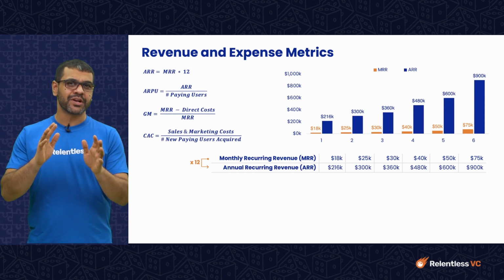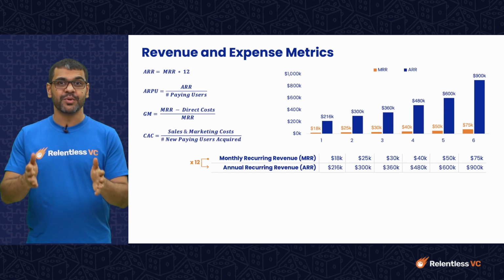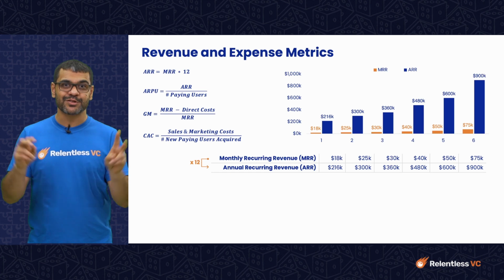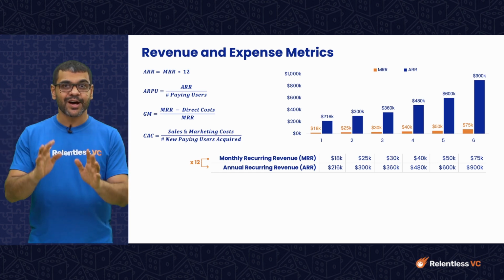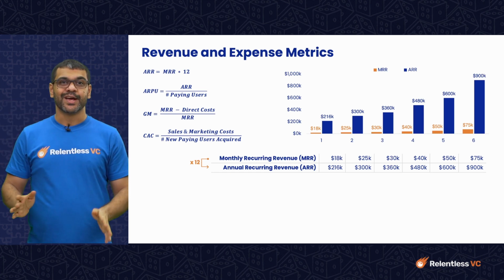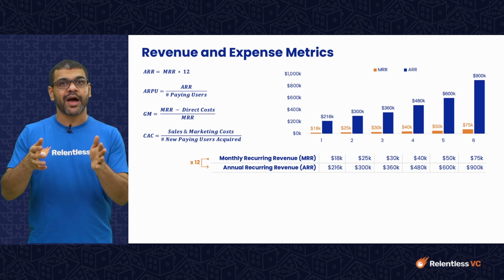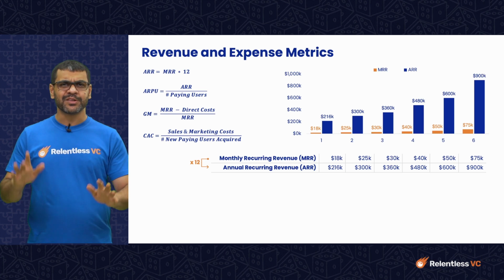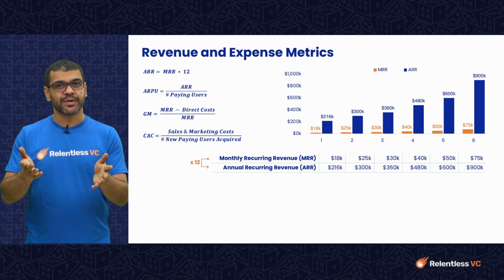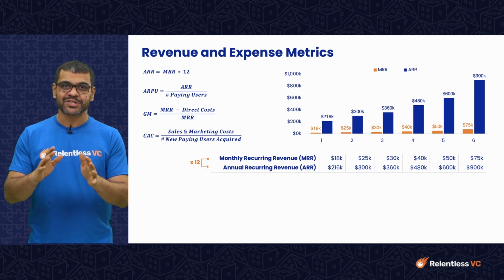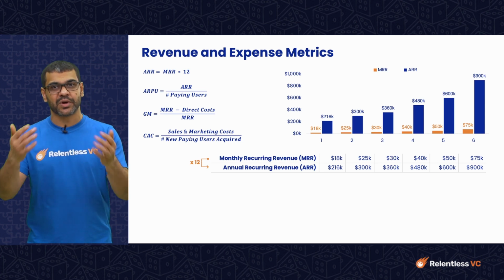This one is a bit tricky because ARR is a misnomer. Even though ARR has the word revenue in it, ARR is not revenue at all. ARR is a revenue run rate, an estimate of what the annual revenue might be. And the way this estimate is made is simple. You just take the latest MRR and multiply it by 12.